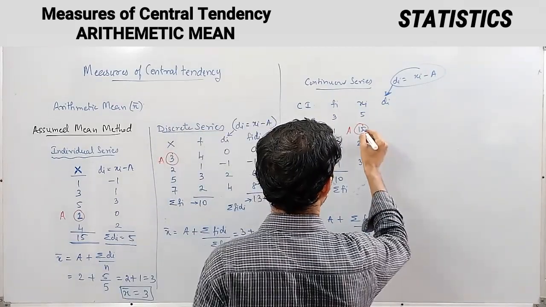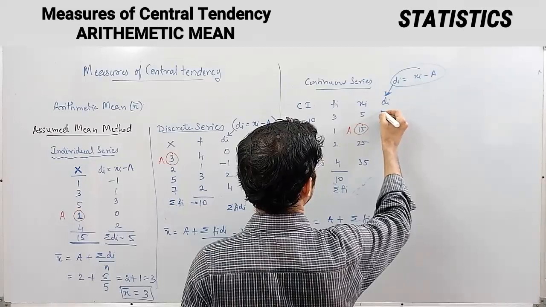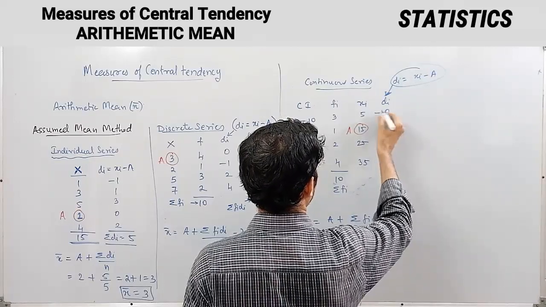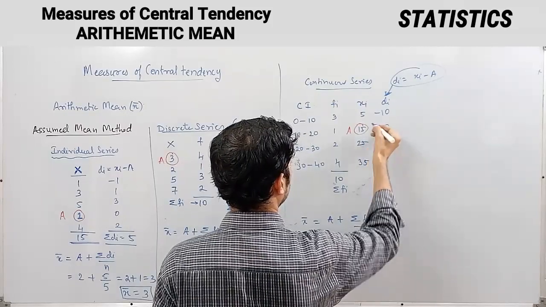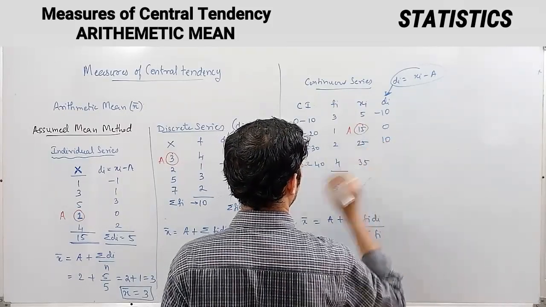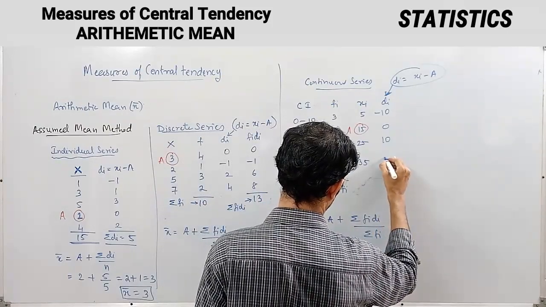So now what will we have? The deviations. Okay, what is 5 minus 15? 5 minus 15 is minus 10, 15 minus 15 is 0, 25 minus 15 is 10. What is 35 minus 15? 35 minus 15 is 20.